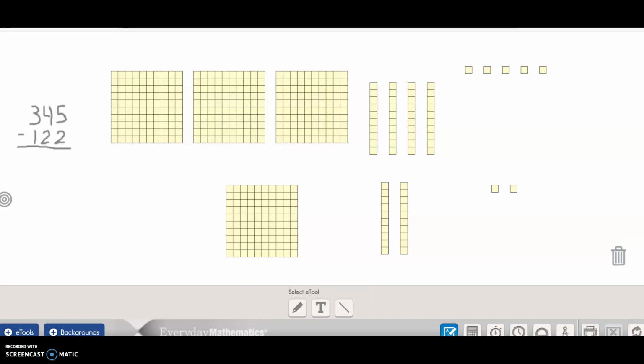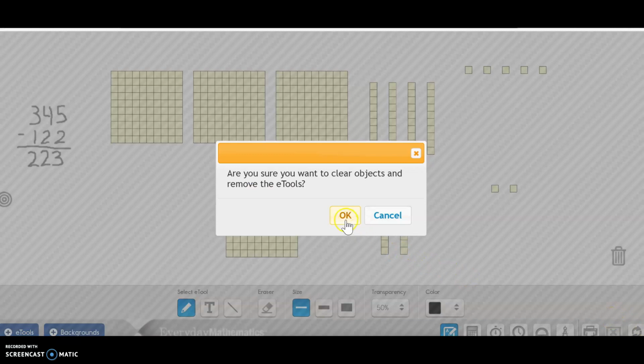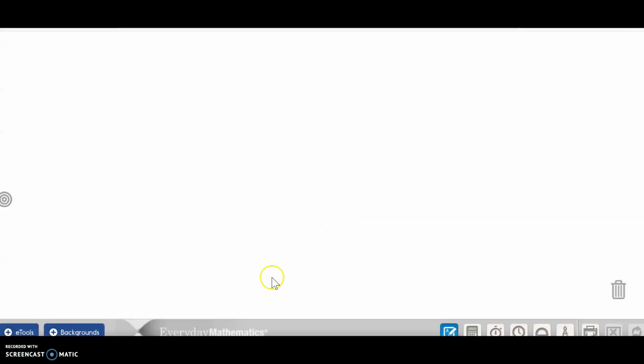5 minus 2 is 3. 4 tens minus 2 tens is 2 tens. 3 hundreds minus 1 hundred is 2 hundreds. Let's clear the board and try another problem. Let's look at the problem using blocks.